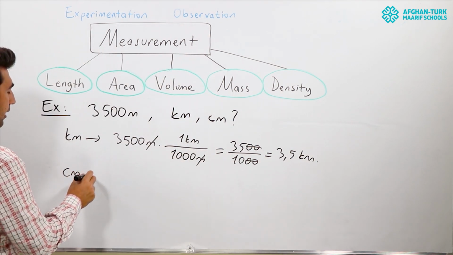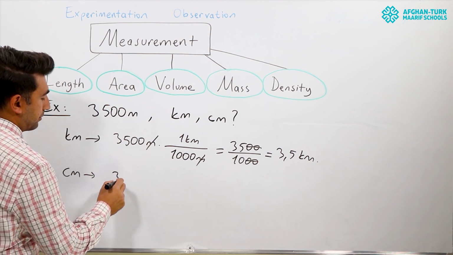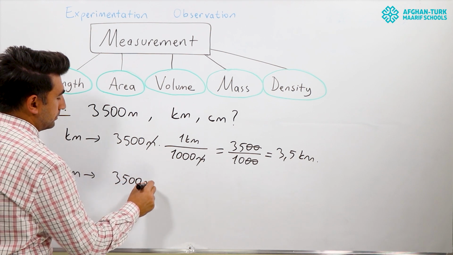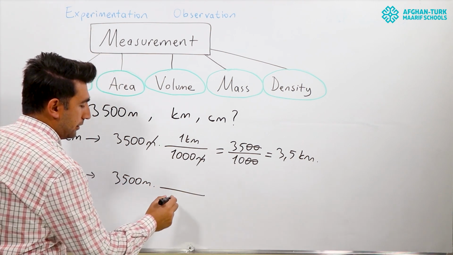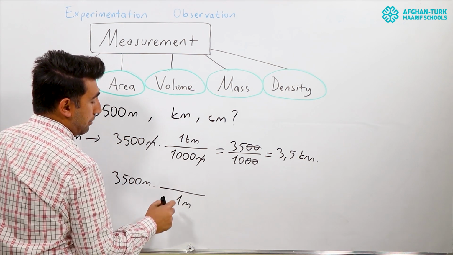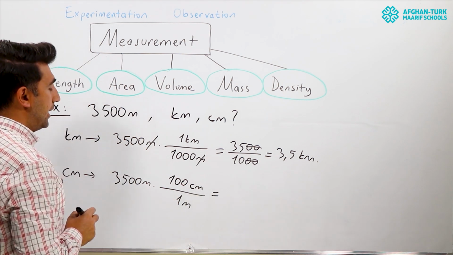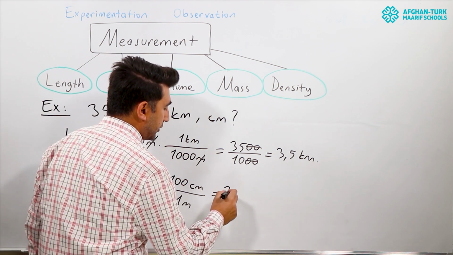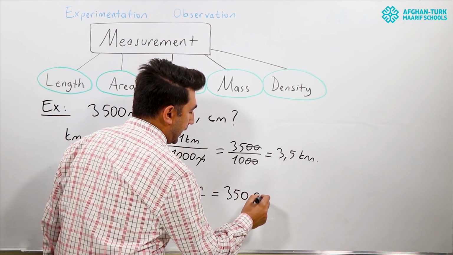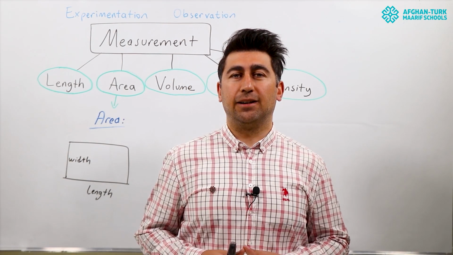If I cancel out these two zeros, I will have 3.5 kilometer. Again, to find how many centimeter, it will be 3500 meter. Again, I am writing meter into divider. So in 1 meter there is 100 centimeter, and that's equal to 350,000 centimeter. Okay, let's continue with area.